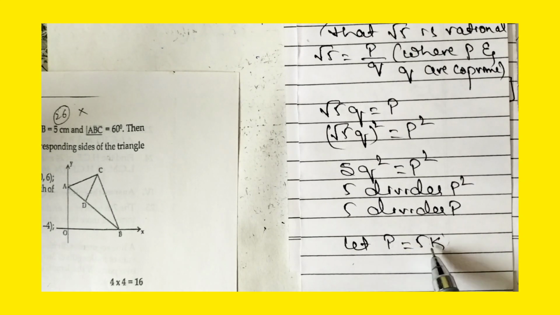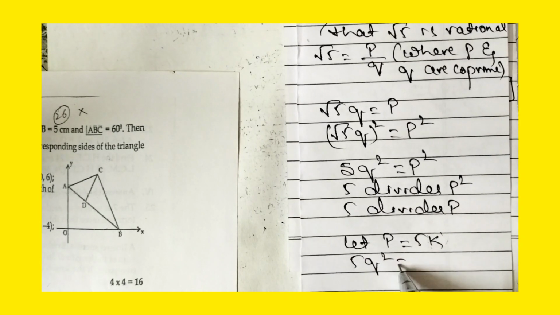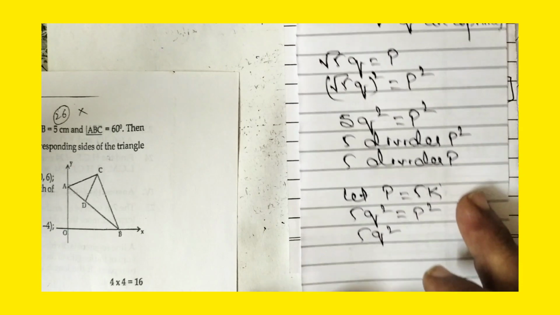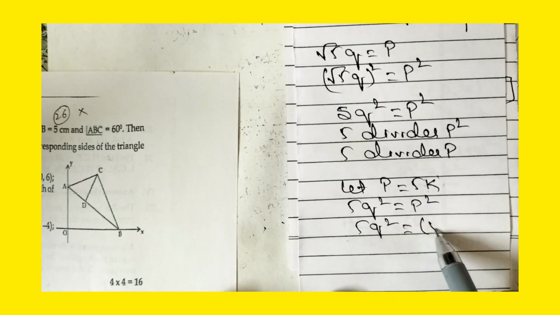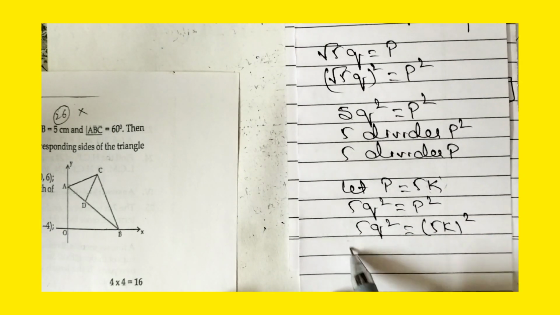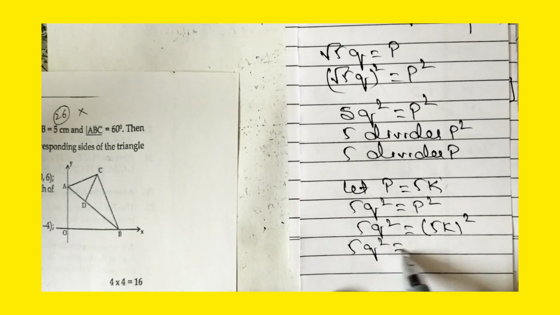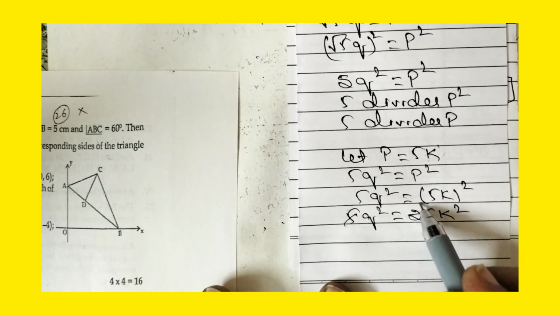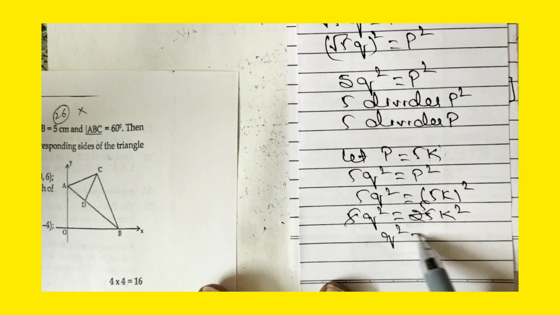Substitute this P value 5K here. 5 Q square is equal to P square. P is what? 5K whole square. So 5 Q square is equal to 5 5s are 25K square. So Q square is equal to 5K square.